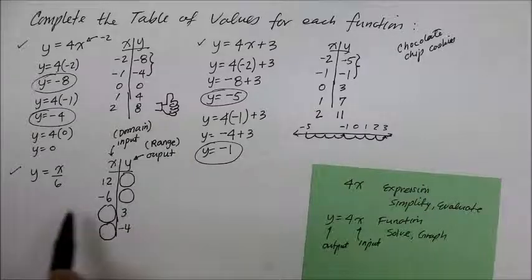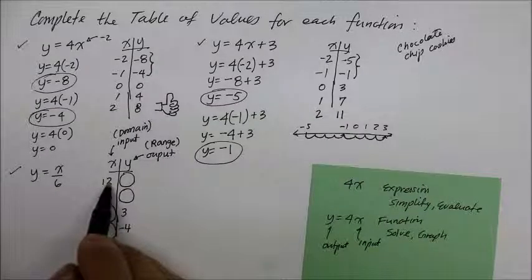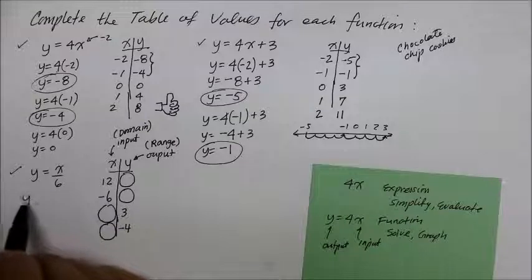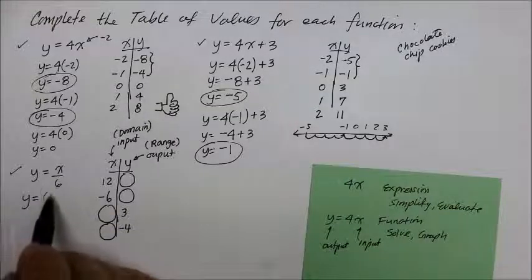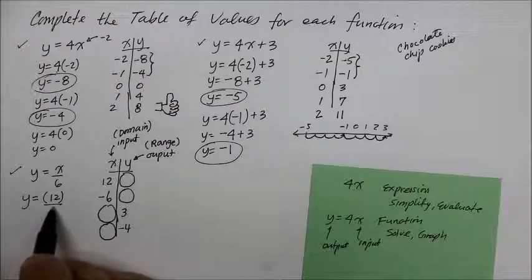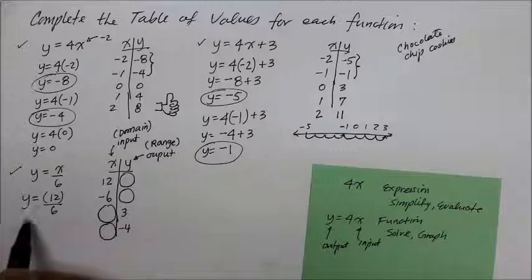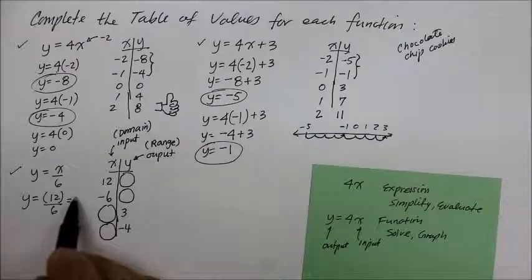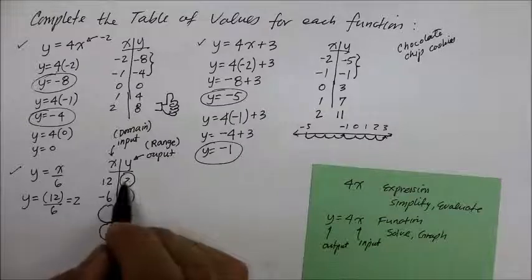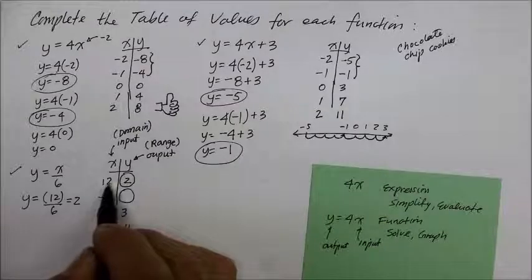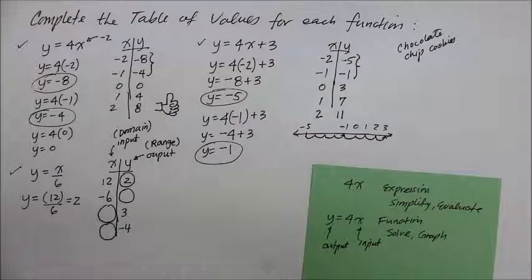So, if the domain, the input, is 12, here's how you figure out what the y is. y is x divided by 6. So x is 12 divided by 6. And what is 12 divided by 6? It is actually 2. So, the range is 2. If the domain is 12, the range is 2.